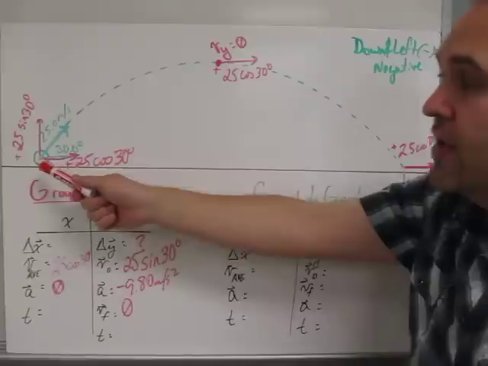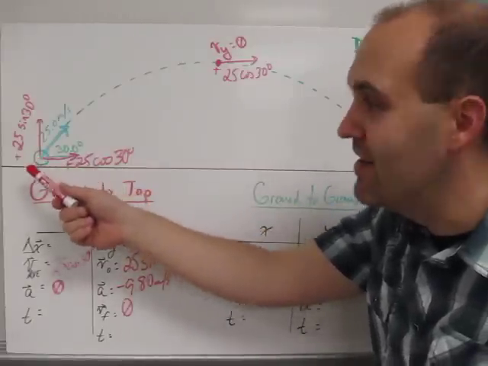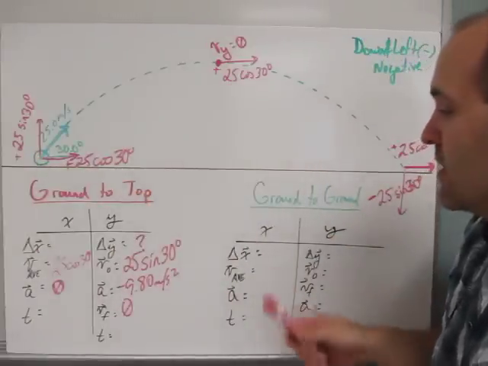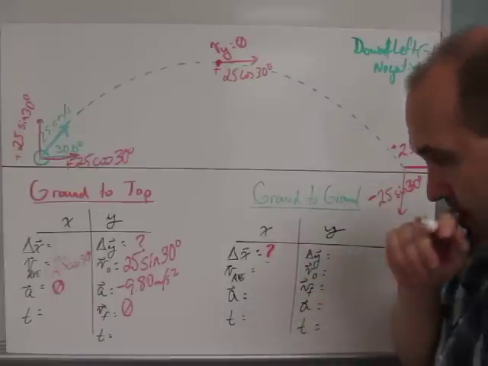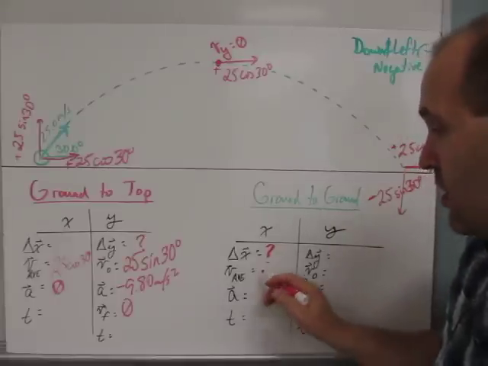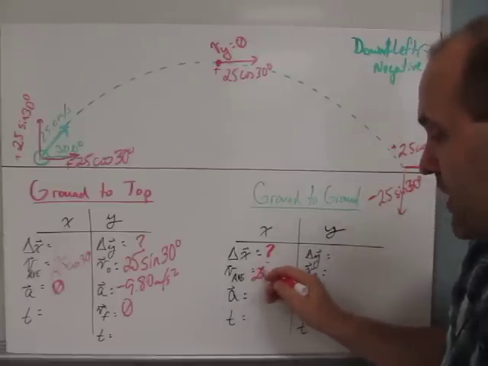If we go from the very bottom, the very start, to the very end, back at the ground again, then we have a different set of data. Now, one of the things I'm looking for is this horizontal distance. The horizontal speed is still the same, 25 cosine 30.